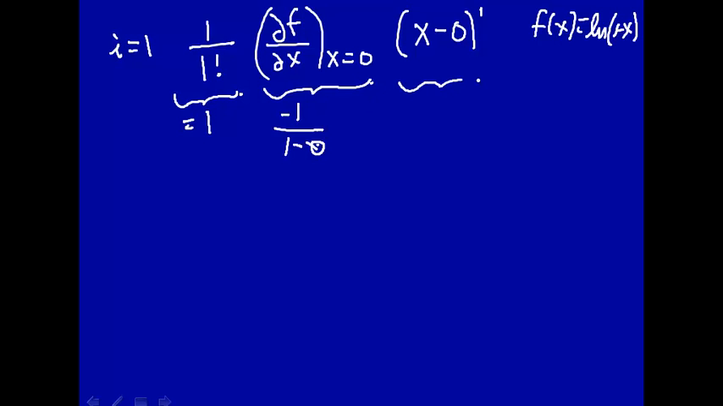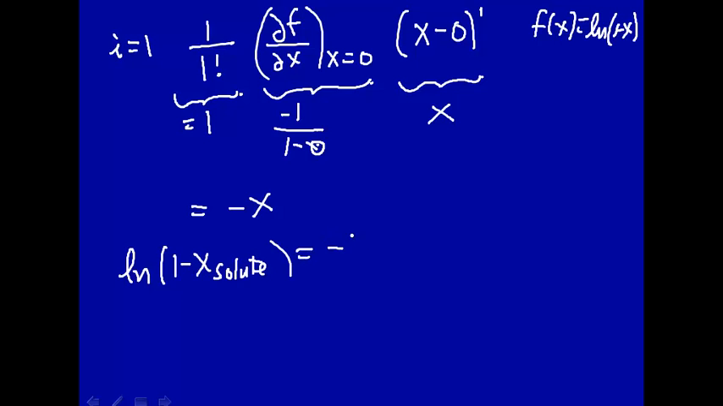And here, that is just x. So we multiply all this out. The i equal 1 term gives, this is a minus 1 minus x. So what this means is the natural log of 1 minus the solute mole fraction is just equal to minus the solute mole fraction. All right, so that's a handy thing to be able to work with, those Taylor series expansions. So we go ahead and substitute that in our equation a while back.